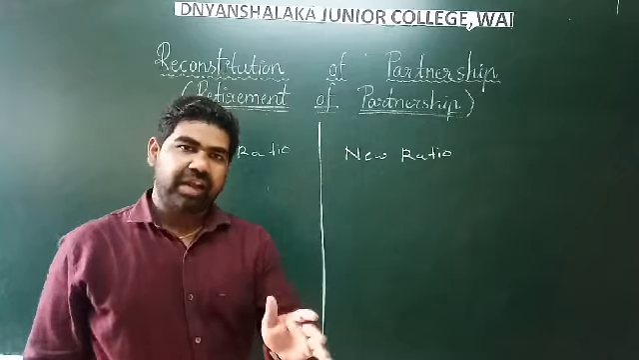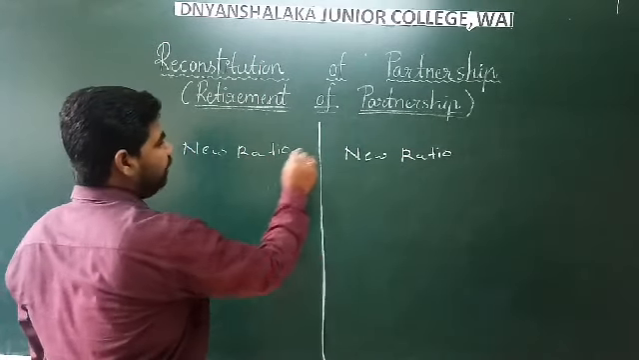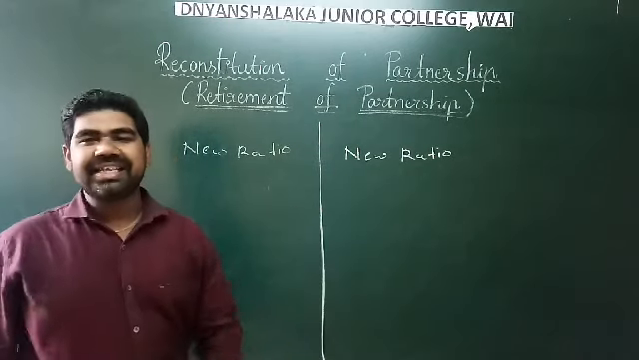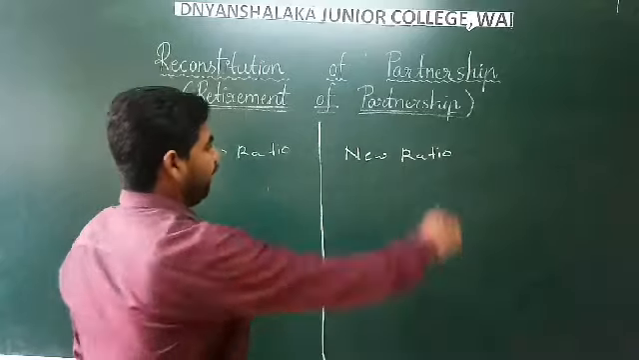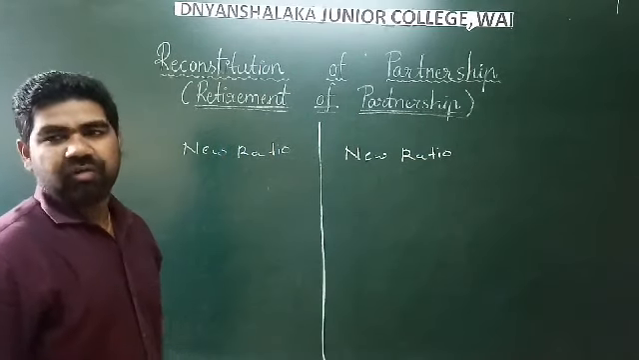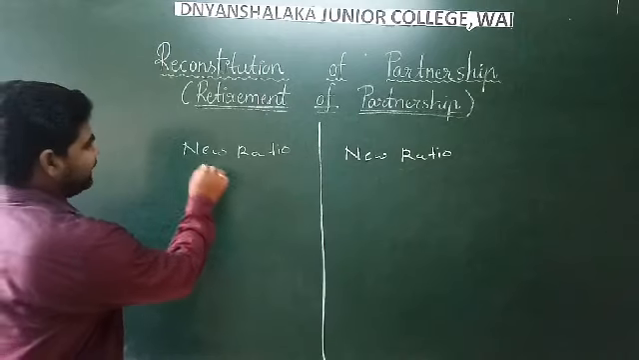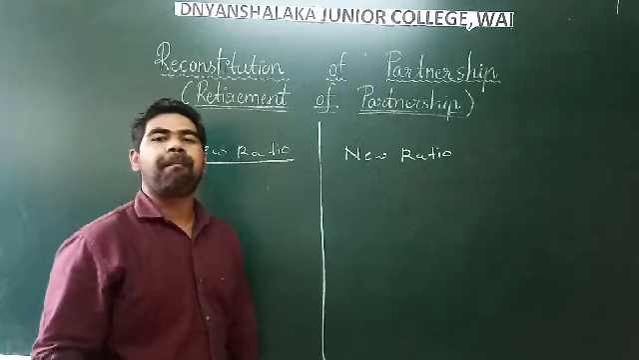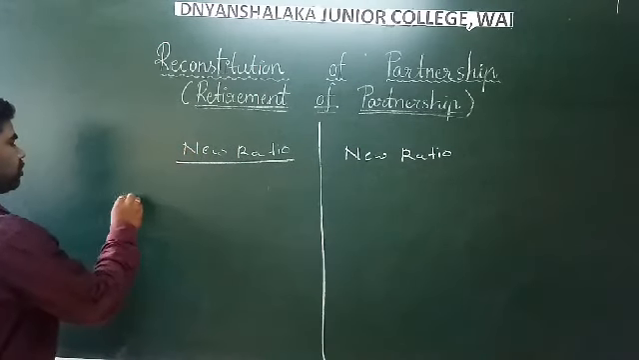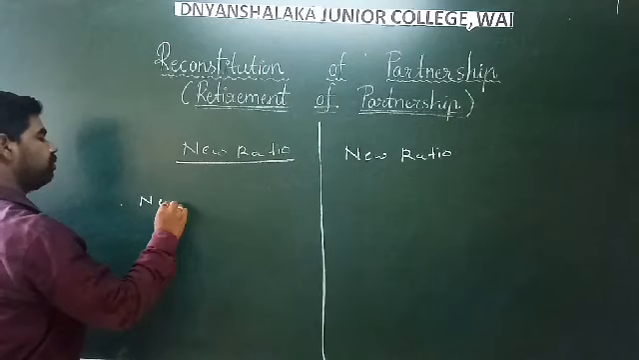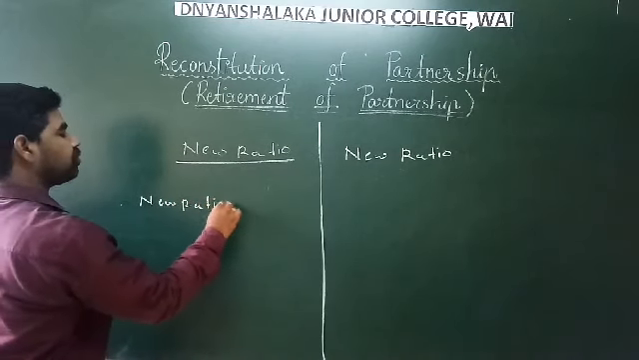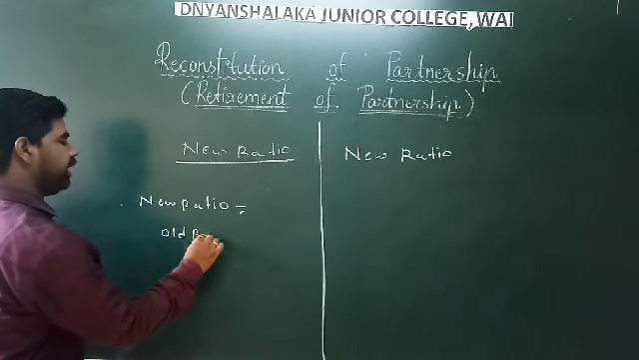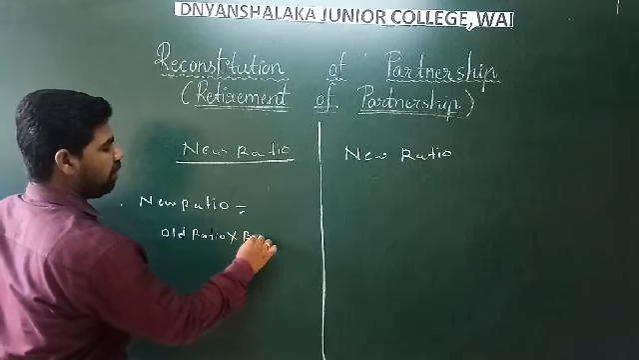But the technique of calculation of new ratio in the topic of admission and the topic of retirement are totally different. Okay, so we can easily calculate the new profit sharing ratio in the topic of retirement. Suppose now if we calculate this new ratio in the topic of admission of a partner, in that case we have to apply one formula. And what is the formula? New ratio is equal to old ratio into balance of.